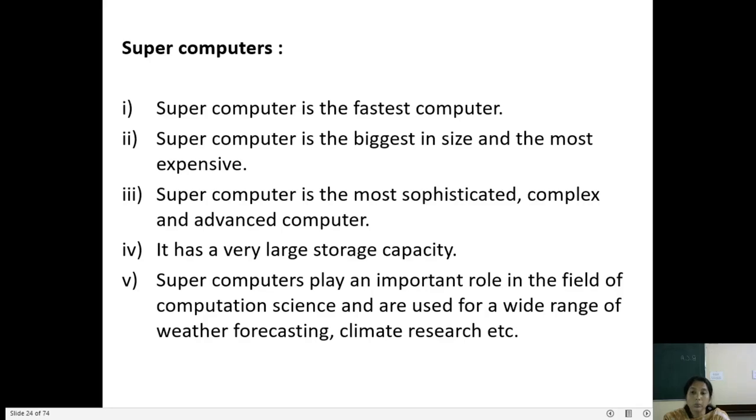And the next is the supercomputer. A supercomputer is the fastest computer, biggest in size, most expensive, and it is a more sophisticated, complex and advanced computer, with very low storage capacity. Supercomputers play a very important role in the field of research as well as weather forecasting. Supercomputers like Param have been developed by Indians, and IBM is the company whose supercomputers we are successfully using.